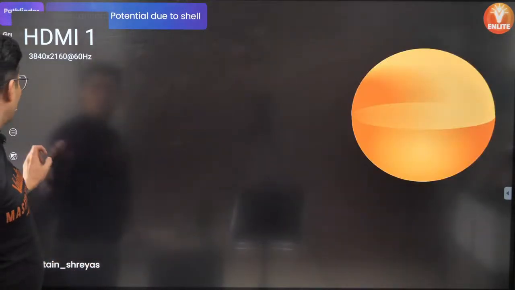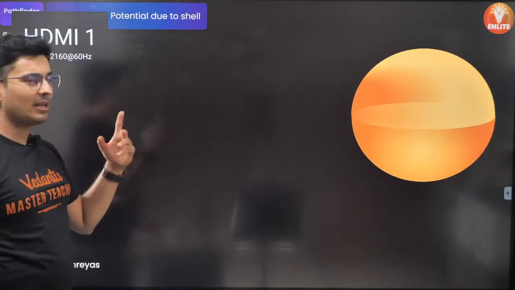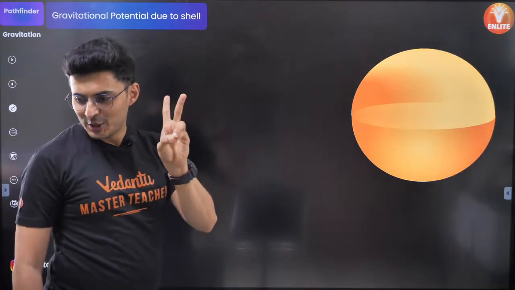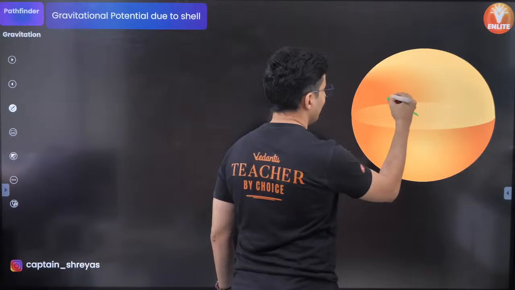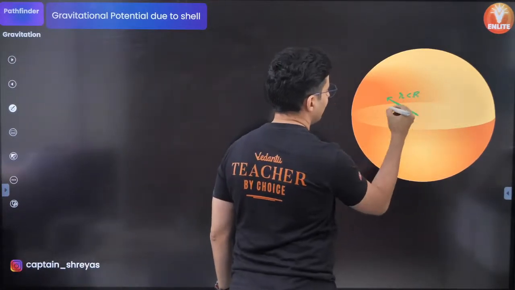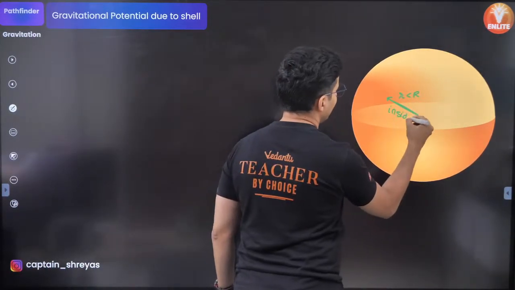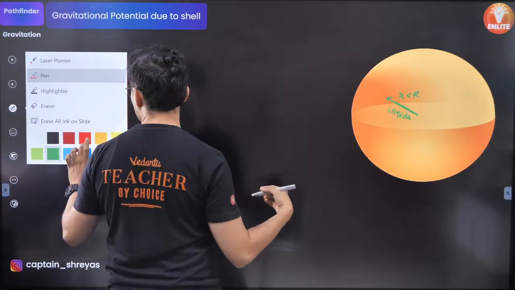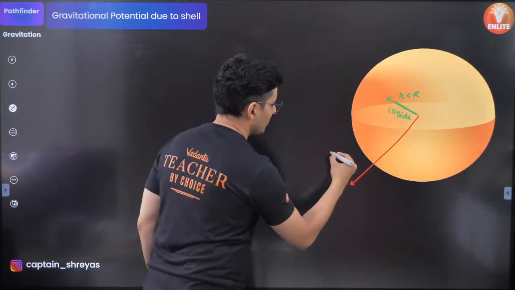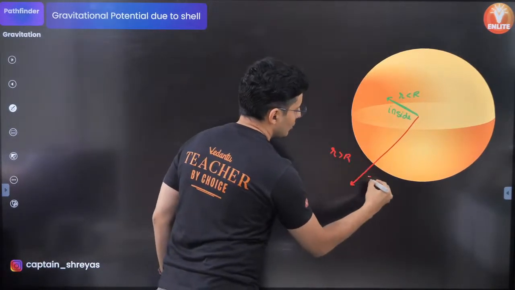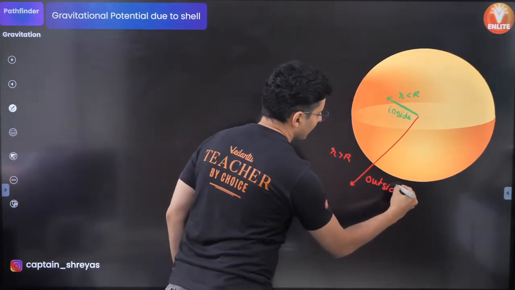Yep. So for a shell, again, just like before, you have two cases: when you are inside and when you are outside. First, when you are inside, r is less than R, and basically you are inside. And the second case is when you are outside, so r is more than R.